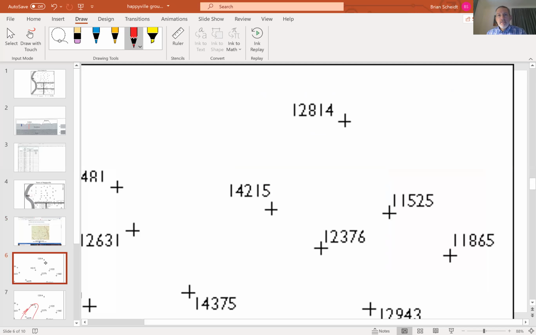So I've got a simulated one, not your data set. And we can see that on this data set, our points here are 14,375 and all the way down to looks like 11,525. So when we start looking at these, having a contour interval of one would be way too many lines.